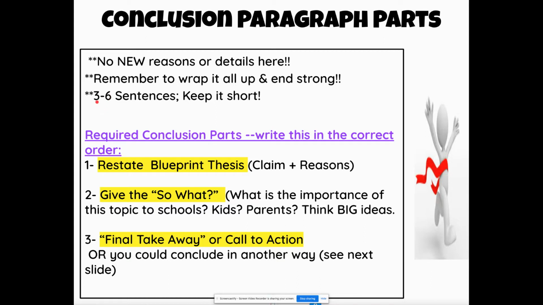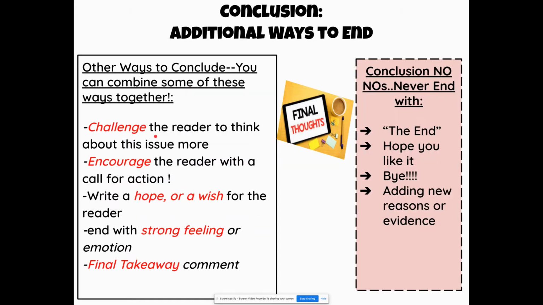Your conclusion should be 3 to 6 sentences. You want to keep it super short, but not so short that it's only like 2 sentences. I even think three is a little bit too short. I think for fifth graders, you should be up to like 5 to 6 or just a tiny bit more. You don't want to have it the same length as a body paragraph. Okay.